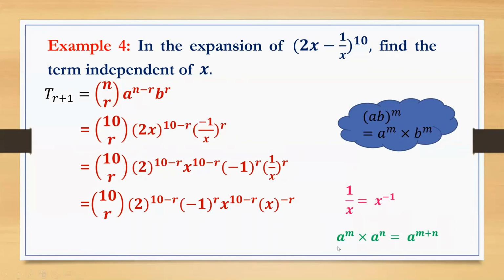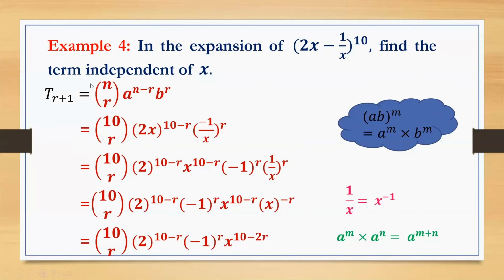Now, we have also learned that a to the power of m times a to the power of n is equal to a to the power of m plus n. So here, we're going to apply the multiplication law. We shall get 10Cr, 2 to the power of 10 minus r, minus 1 to the power of r, and here I need to add, so 10 minus r plus minus r, which is 10 minus 2r.